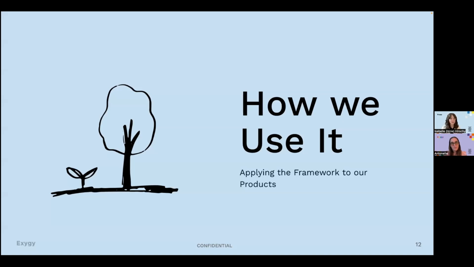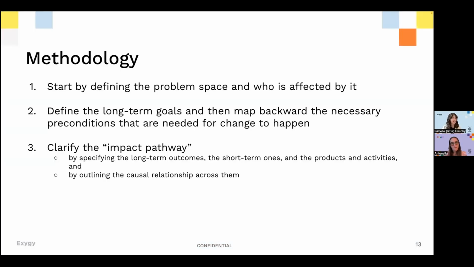In the Bloom space, we've applied this framework to our products to help us identify what we call the impact pathway. So by starting with the problem space and who is affected by it, we can get really clear about what problems we're addressing, and then define the long-term impact and vision and map backwards from there. That way we can identify what the preconditions are in order for the impact to be seen. In that way, we can outline the causal relationship from every service and activity and product that we do, all the way to a long-term vision of systemic change.